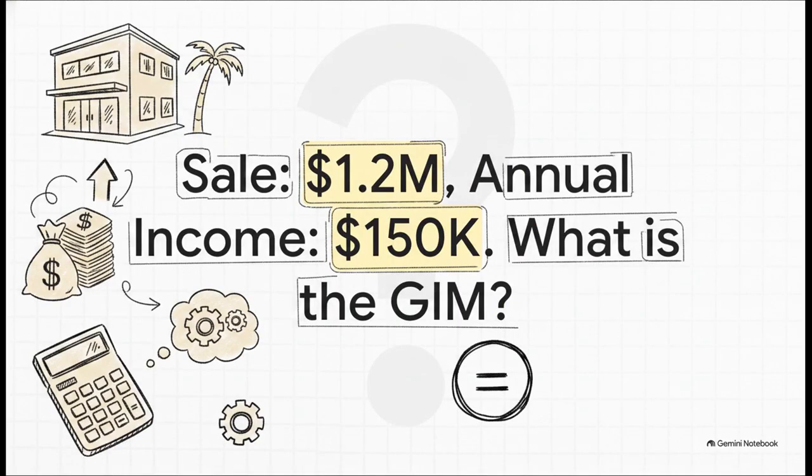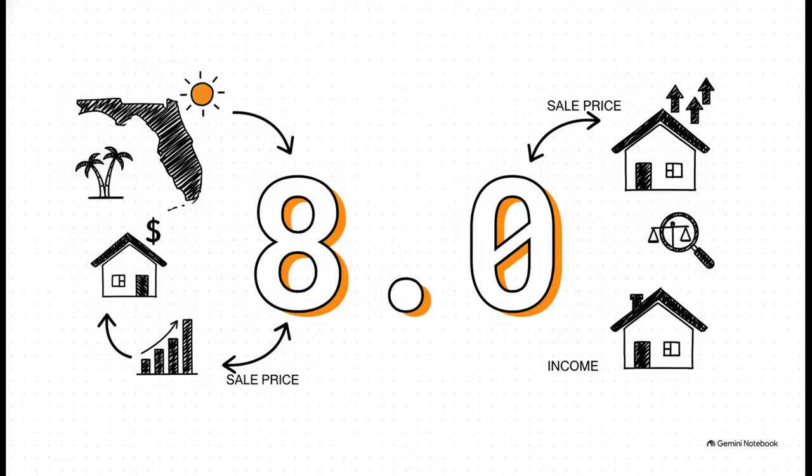Finally, question 4, let's do a little bit of math to finish up. A commercial retail center sold for $1.2 million and generates $150,000 in gross annual income. What is the gross income multiplier, the GIM? Pause the explainer and calculate that multiplier. The answer is 8.0. The formula for the multiplier is just the sale price divided by the income. So you simply divide the sale price of $1.2 million by the annual income of $150,000, and you get a gross income multiplier of exactly 8.0. Basically, the property sold for 8 times its gross annual income.